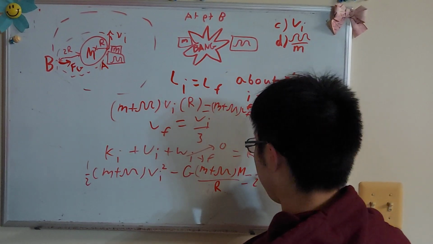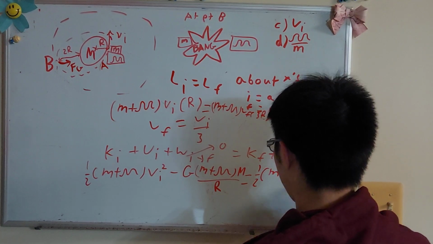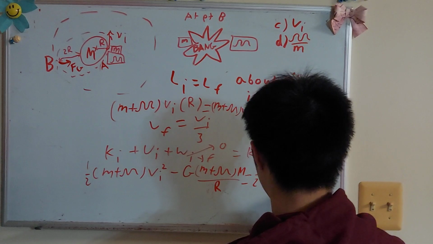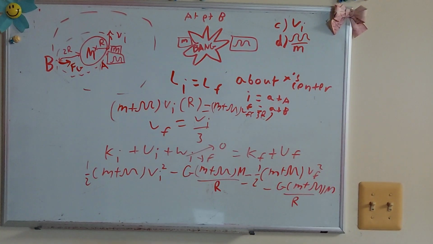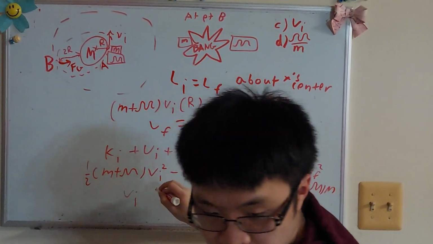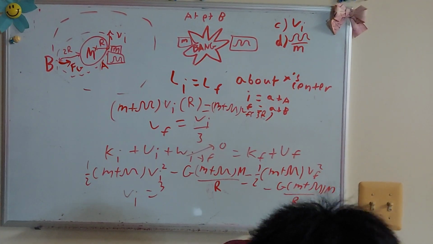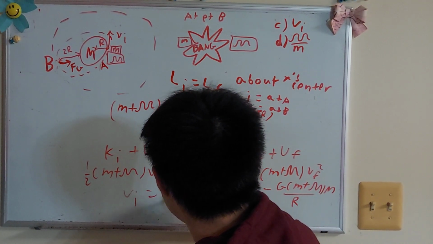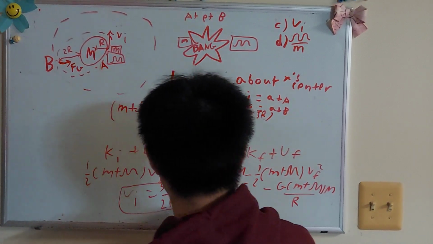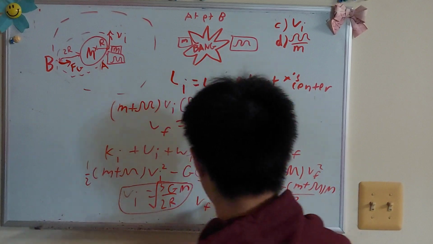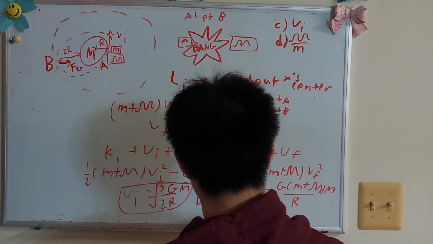And the final energy would be more or less the same, except we have to change a few things. For example, the final velocity is vf squared and the radius is 3r. Things end up canceling, and what we get for a final answer is vi equals the square root of 3 GM over 2r. That's our answer for C. We can take this a step further and find that our final velocity is just that divided by 3, so the square root of GM over 6r.